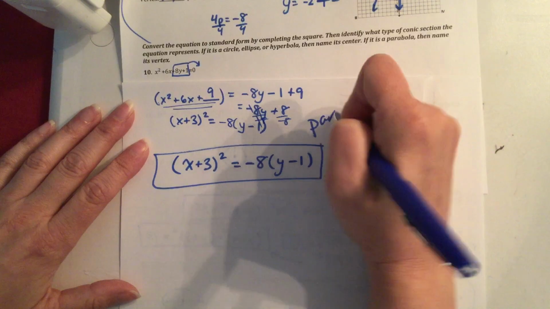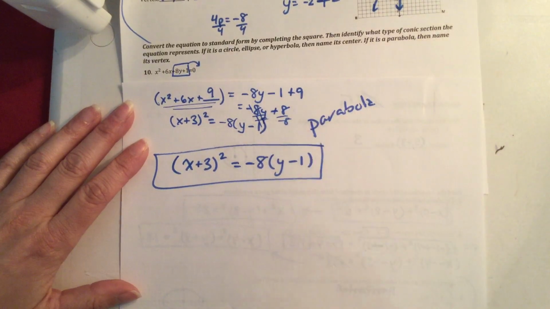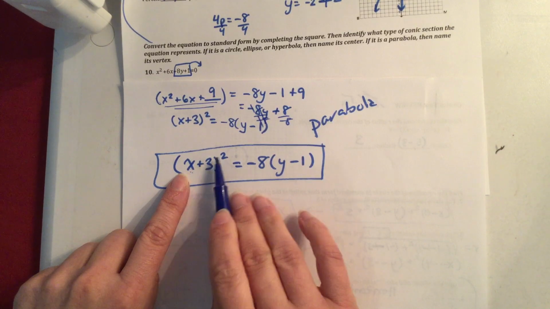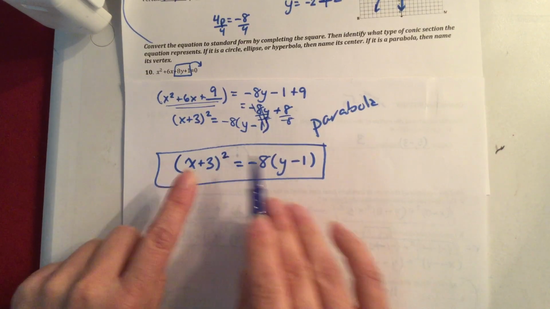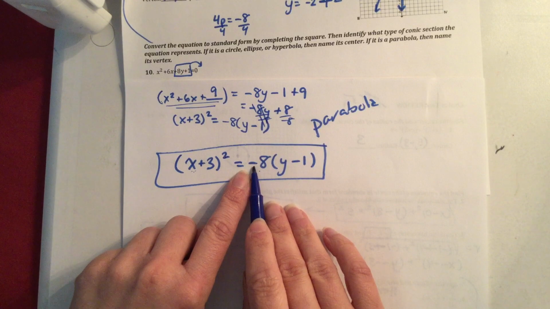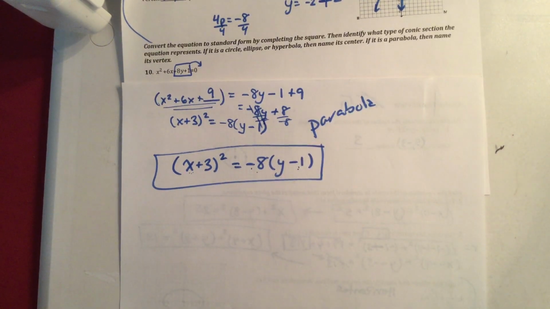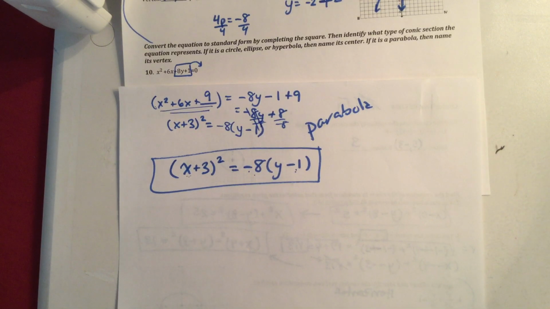This is a parabola. It's going to be vertical because the x value is squared. It's going to open downwards because this is a negative value. Your vertex is at -3, +1. So look at all the cool things you can determine by that.